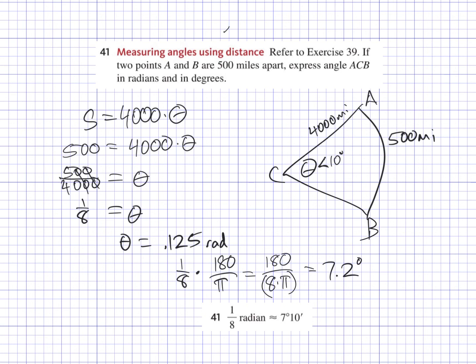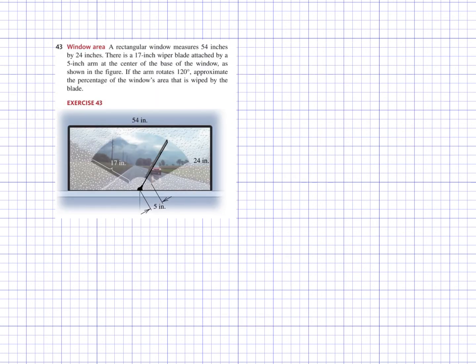All right, last problem. A rectangular window measures 54 inches, okay, by 24, and that's marked in the picture. So 54 by 24. There's a 17-inch wiper blade. Okay, the blade, not the whole stem, just the blade, is 17 inches, and it has a 5-inch arm. All right, so the whole thing is 22 inches.